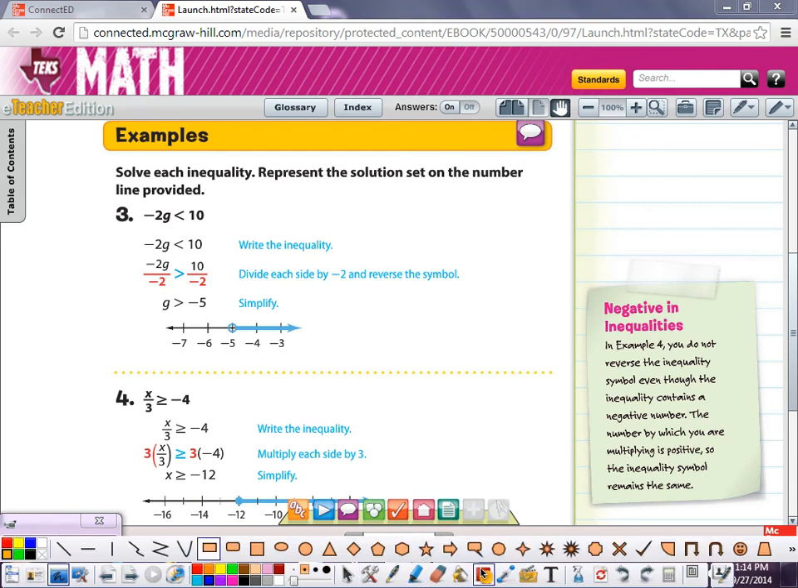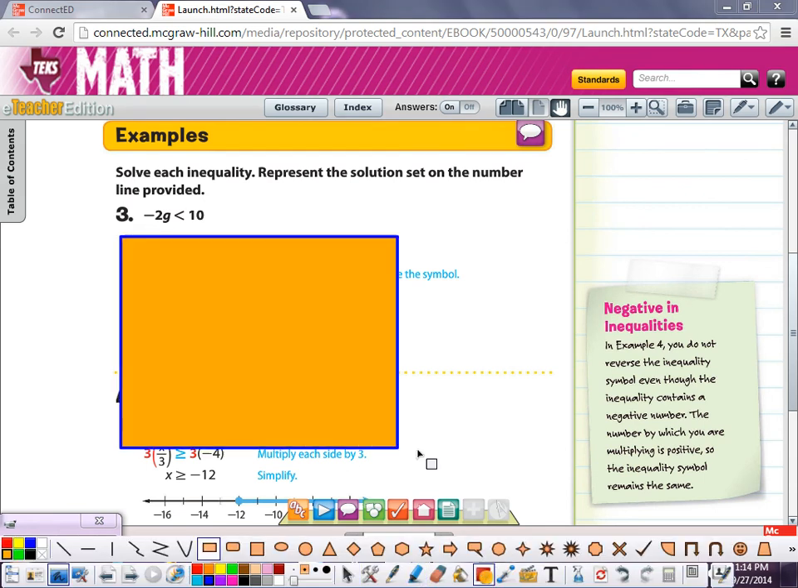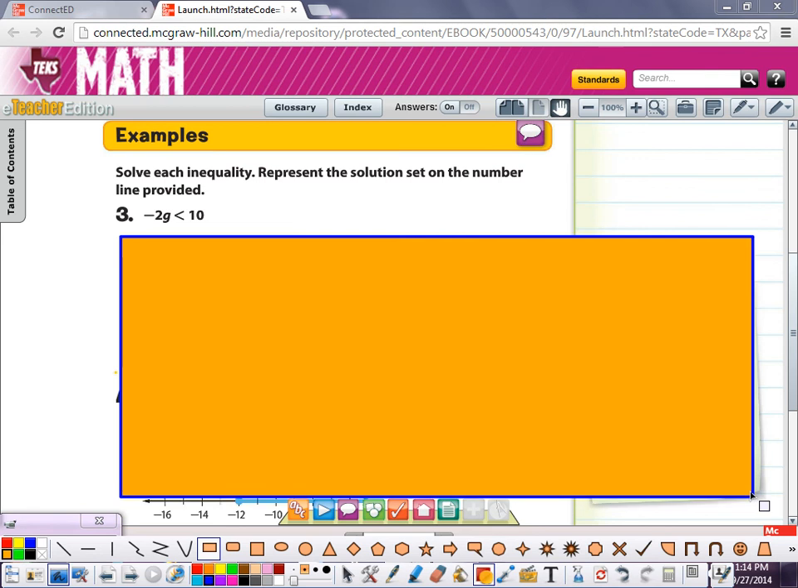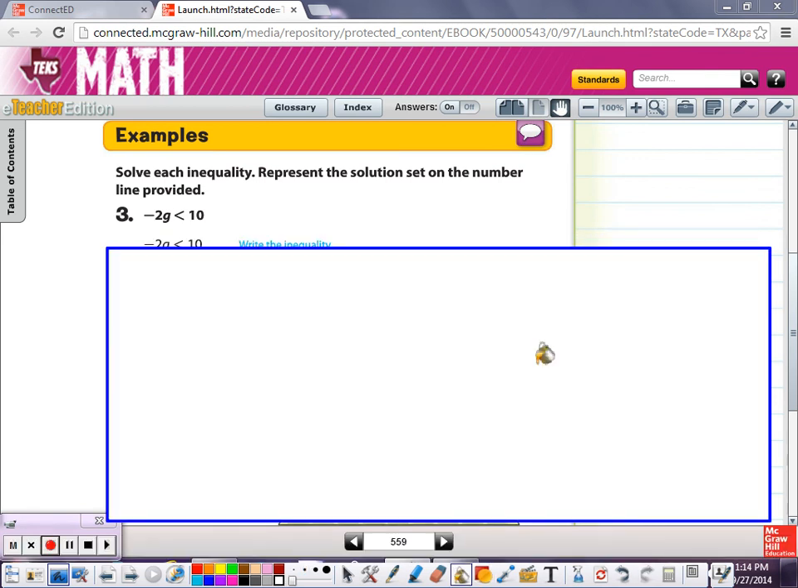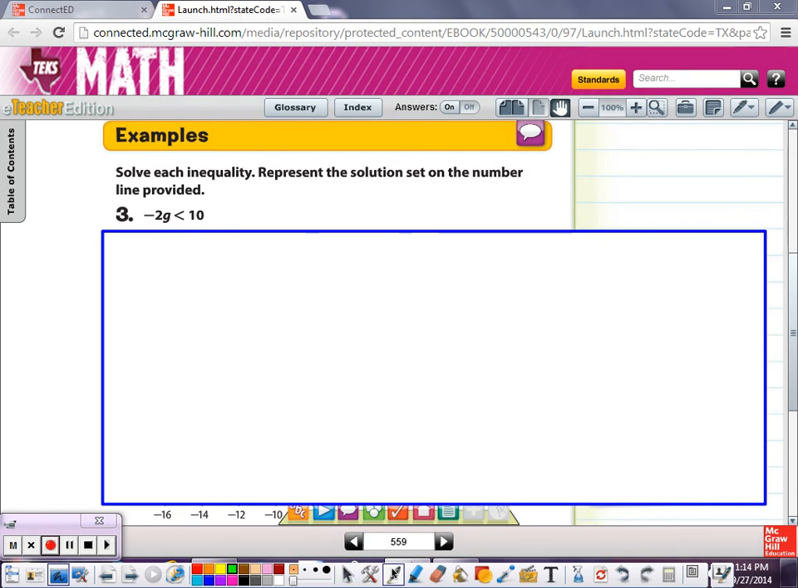Now, example 3 looks like your basic one-step inequality. And we're going to solve it like a basic one-step equation, except we're going to have one little change. First step is always the same. Rewrite everything nice and big. So negative 2g is less than 10.